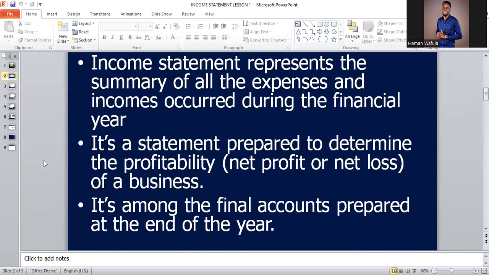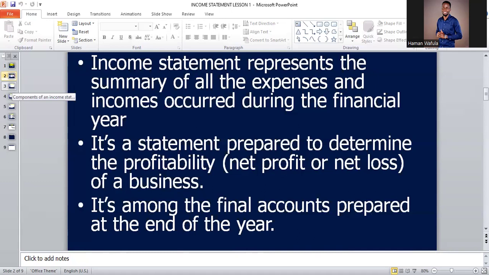For most of the companies, these statements are always supposed to be made public, so that the whole public can see these statements and see how the business is progressing. By law, it is a requirement to always publish their financial statements at the end of the year.